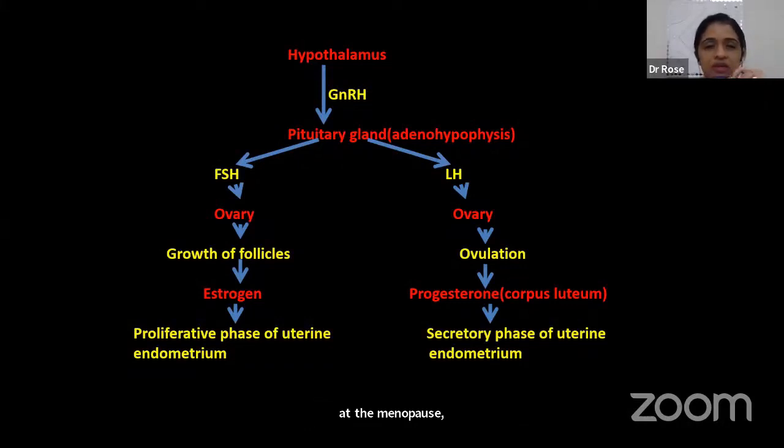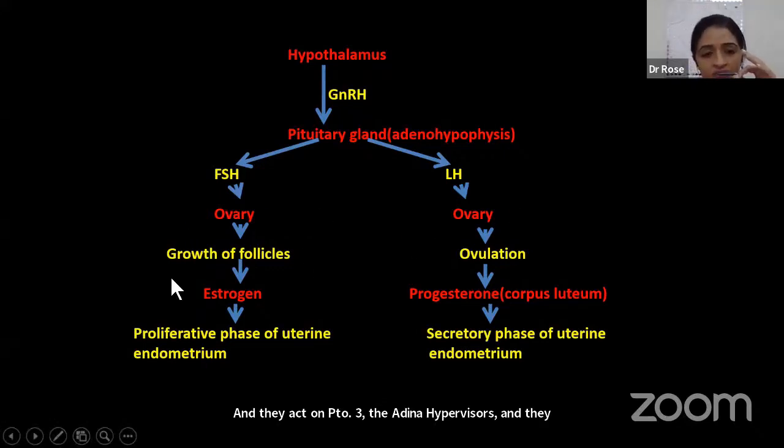So this is just a cycle flow chart describing the role of the hormones. It starts with the hypothalamus, which secretes gonadotropin releasing hormones, and they act on the pituitary, the adenohypophysis, which secretes two important hormones, FSH and LH. Both act on the ovary. FSH stimulates the growth of follicles, whereas LH results in the ovulation process.